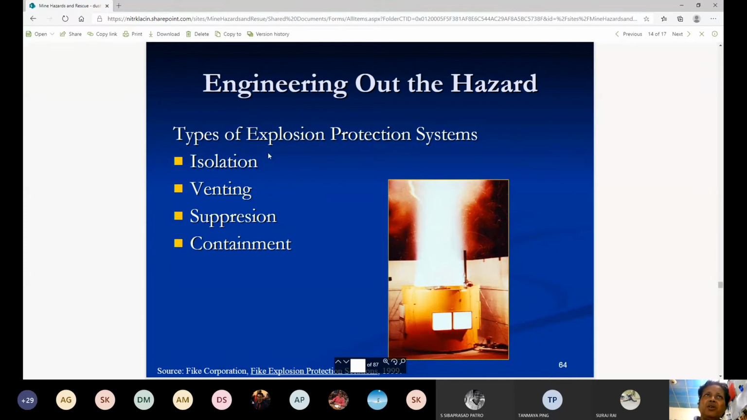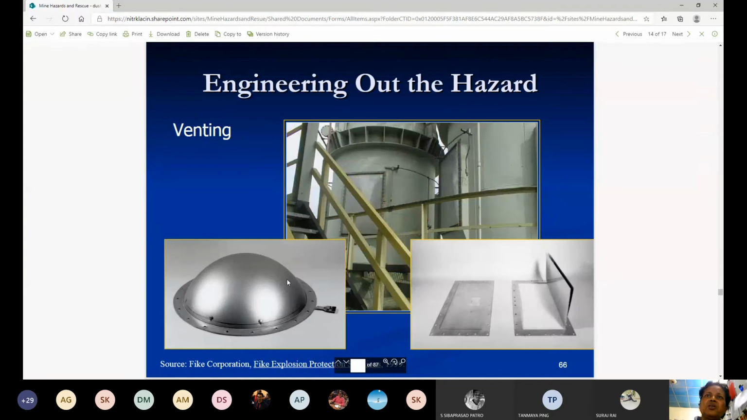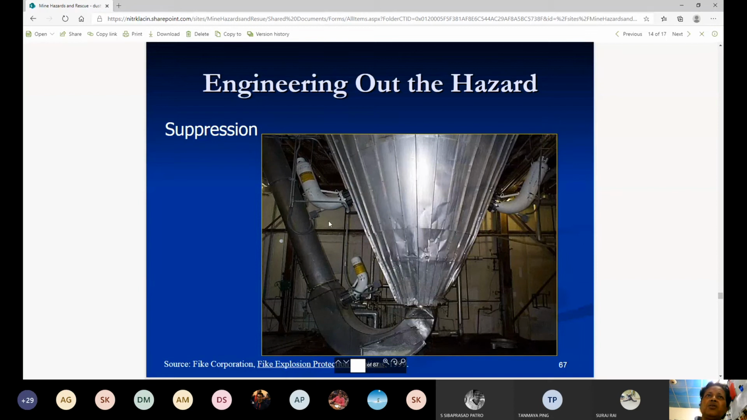There are different types of explosion protection systems. Isolation, the area should be isolated. Venting. Suppression, the coal dust should be suppressed by spraying water. And containment. So these are the four things you can do: isolation of the dust, then venting of different zones, then suppression, where the coal dust is suppressed by spraying water, or it is collected in a chamber and taken out from the mine.